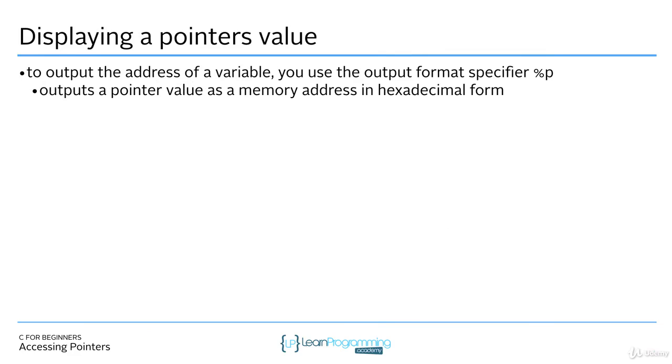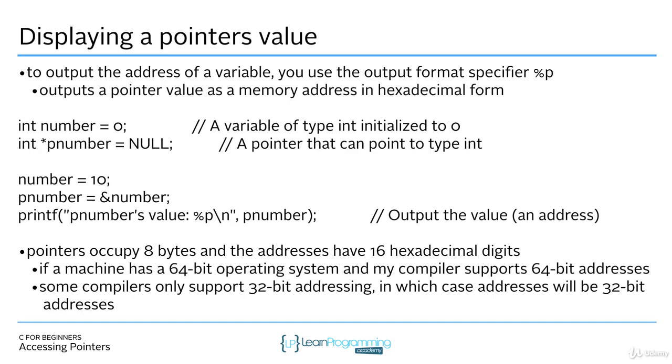Well, you can use the format specifier of %p. We talked about this before. This will output a pointer value as a memory address in hexadecimal form. So if we were to do something like this, where we declare our number, we declare our pointer, we initialize it to null, because that's good practice. We want to always do that.